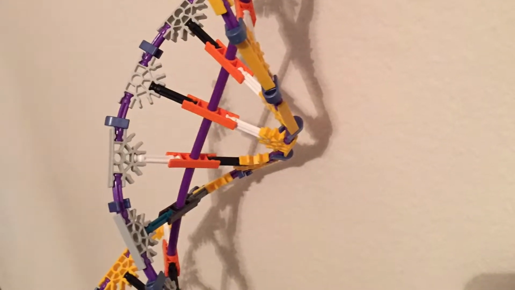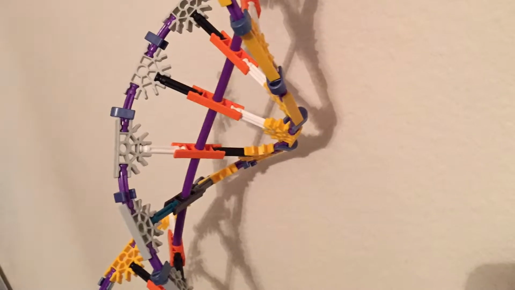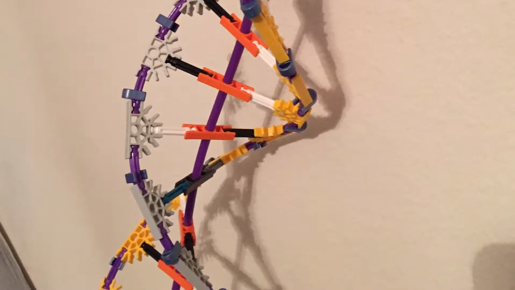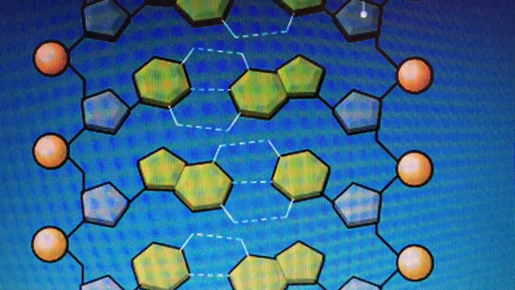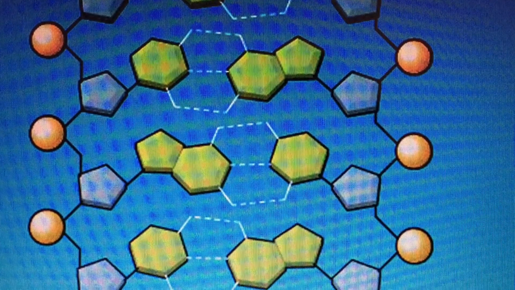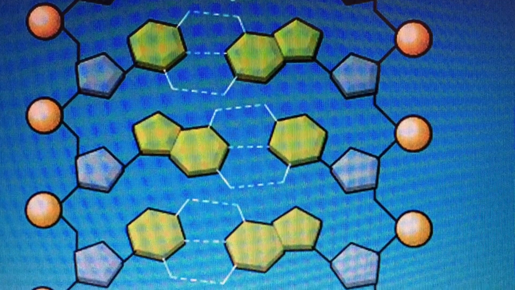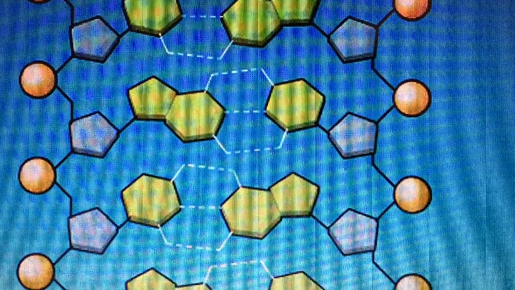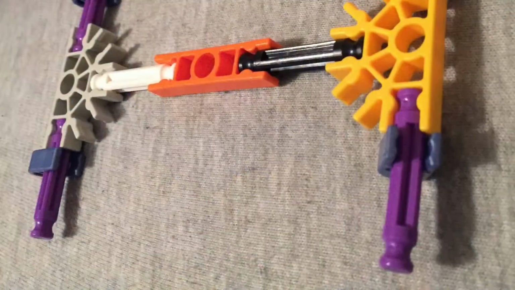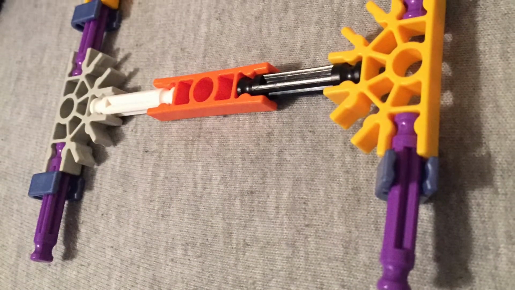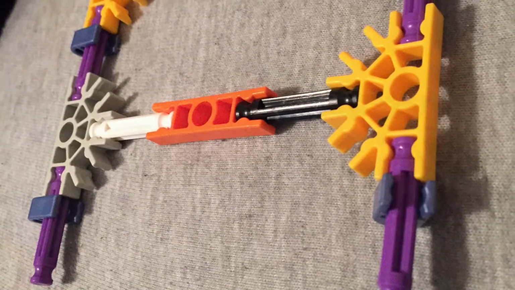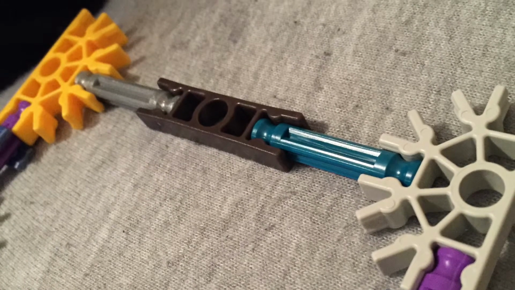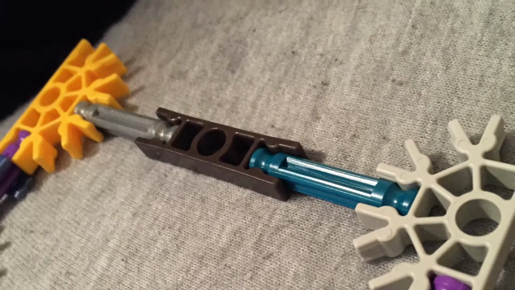The nitrogenous bases point inward on the ladder and form pairs with bases on the other side like rungs. Each base pair is formed from 2 complementary nucleotides, bound together by hydrogen bonds. The base pairs in DNA are adenine with thymine and cytosine with guanine. The orange piece right here represents the 2 H bonds between thymine and adenine, and the brown piece in the middle right here represents the 3 H bonds between guanine and cytosine.